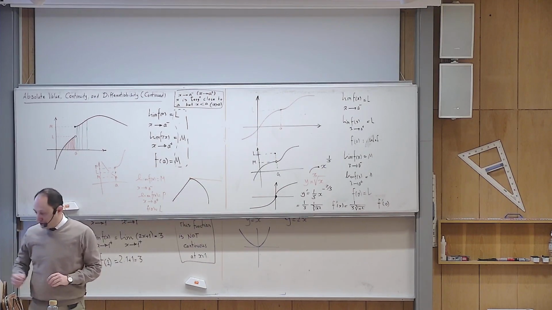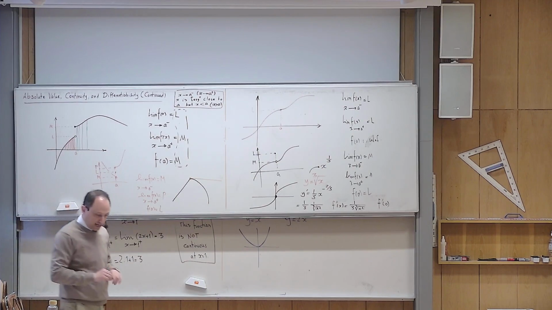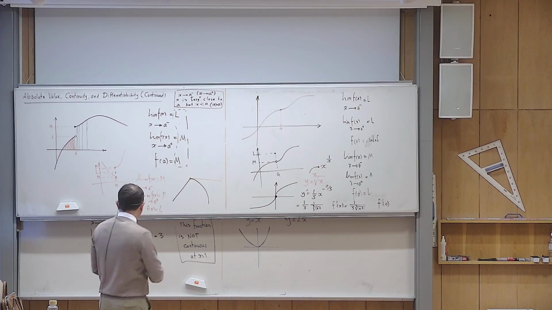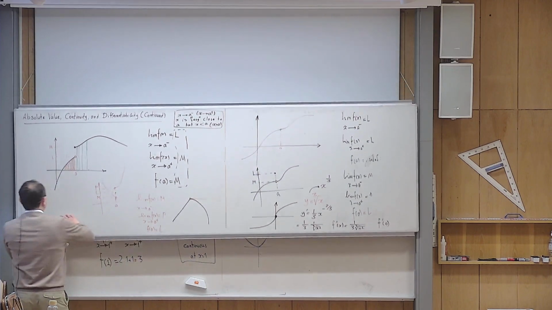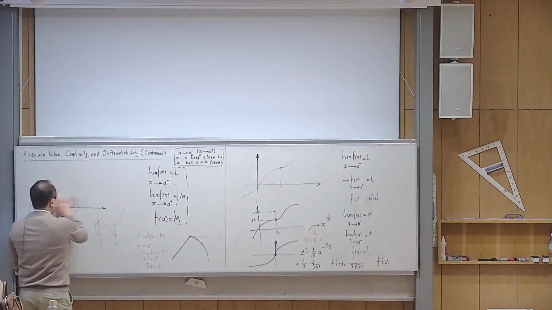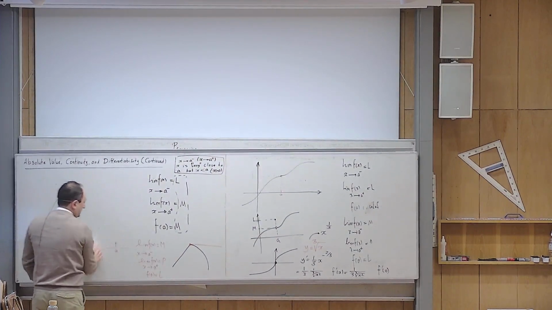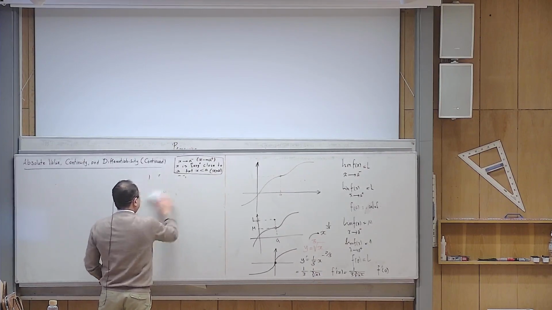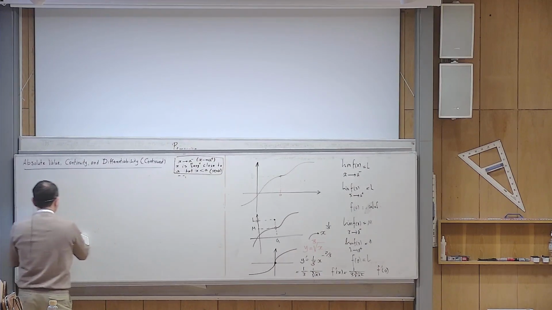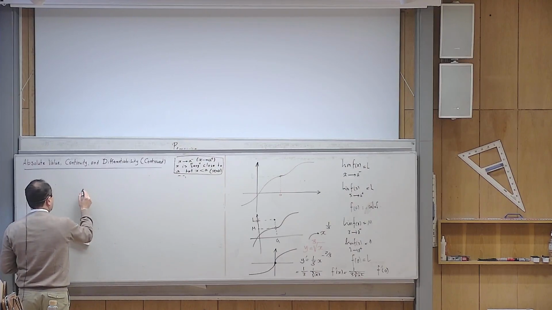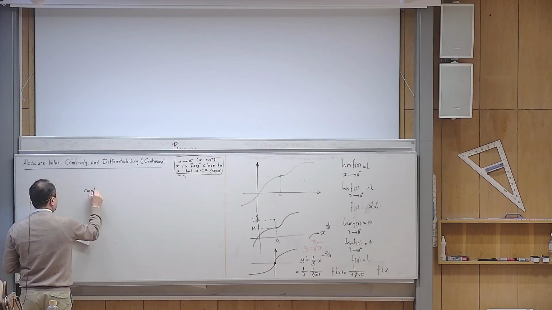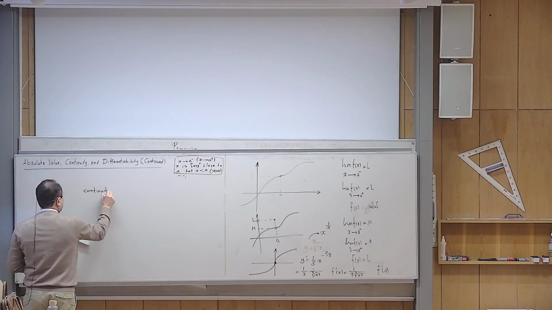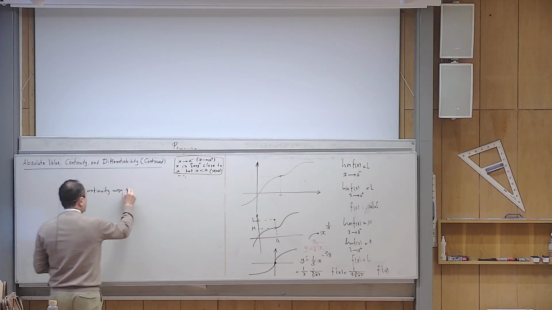But let me solve this problem. I want you to do this graphically. This is the last problem I want to talk about today. They called this a level 2 problem. Let me just summarize that. I want to ask your opinion. So I would write: continuity implies differentiability.